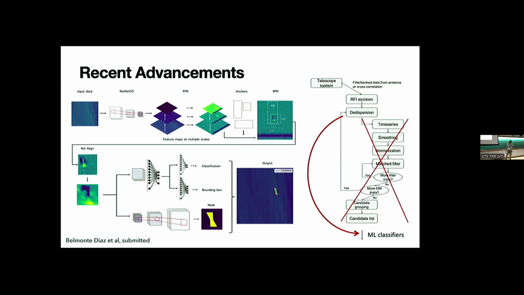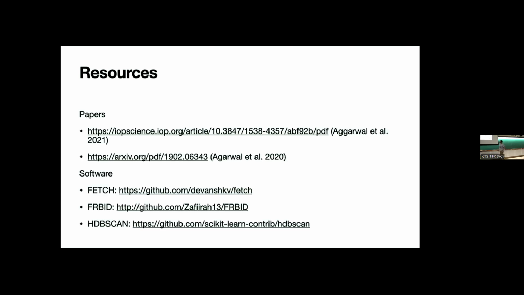So I think I'm going to end there. I think it's my last slide. These are some of the papers, if you're interested, you should definitely check out. And some of the software that's already publicly available for you to also play around with. I would highly recommend doing that if you are interested in finding fast radio transients in telescope data.